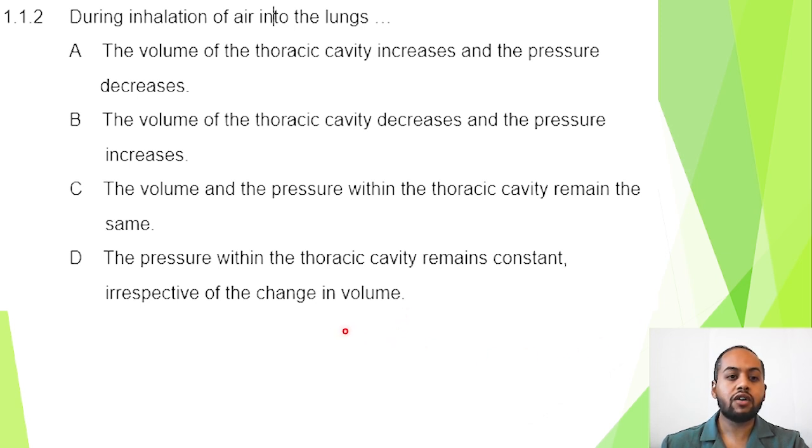During inhalation of air into the lungs, now remember inhalation is the process in which air is taken into the lungs. The volume of the thoracic cavity increases and the pressure decreases. The volume of the thoracic cavity decreases and the pressure increases. The volume and pressure within the thoracic cavity remains the same. The pressure within the thoracic cavity remains constant irrespective of the change in volume. The correct option is therefore A. The volume of the thoracic cavity increases and the pressure decreases because we are in the process of inhalation.